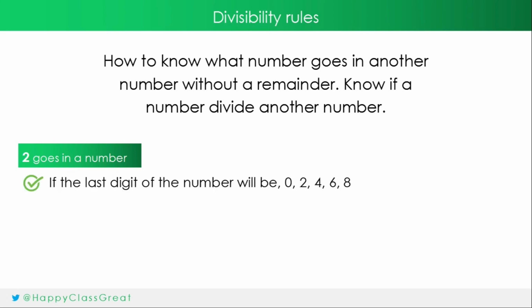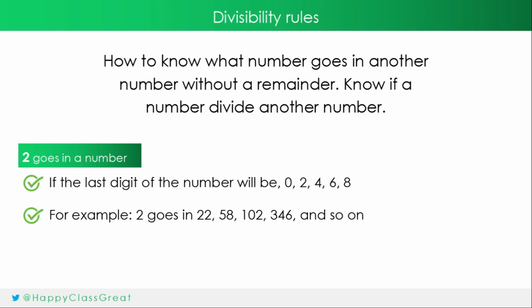If the last digit of a number is 0, 2, 4, 6 or 8, you understand? So if the last digit of any number you see is 0, like 40, or 2, 4, 6, that means 2 can go in the number without any remainder. For example, 2 goes in 22, 2 goes in 48, 2 goes in 102, and 2 goes in 346 without any remainder, and so on. So you don't need to do the actual division to test this.